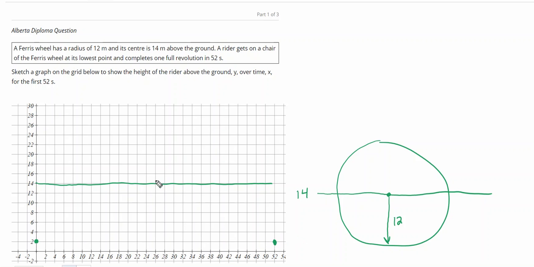It'll happen at half of the period. So that's going to happen at 26. So where would that be, right? I know the x value would be at 26, but how high am I? Well, I know I'm going to be my radius high, right? So I'm going to be that far off of my midline, so another 12. So I can just go 14 plus another 12 here, so we're going to be up at 26. And so that's the way my graph is going to look.